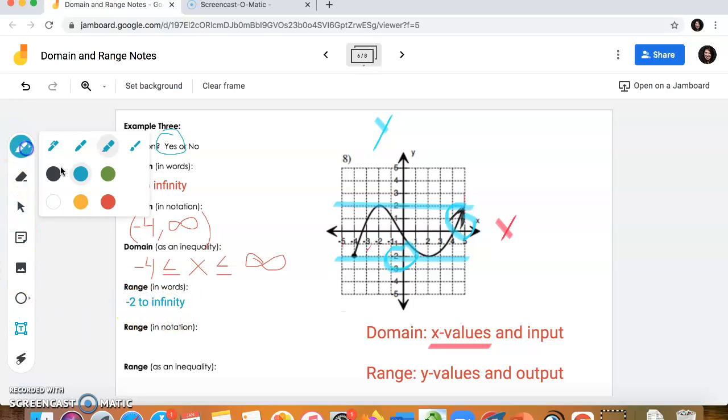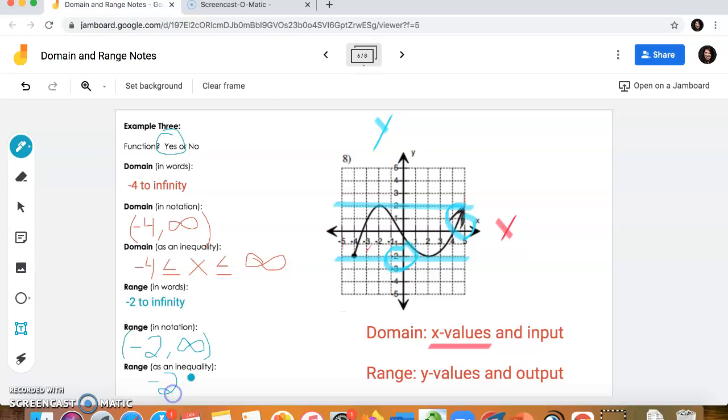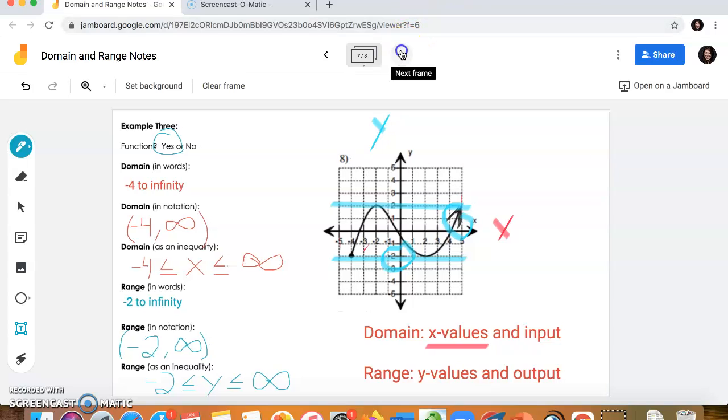And then the way we're going to write that in notation, we'll say -2, comma, infinity. And then as an inequality, we'll again say -2, but we'll draw our inequality signs. Make sure you use a y because our range is the y-axis, inequality sign, and then our infinity. If you need more time on this slide, make sure you pause the video because I am moving on.